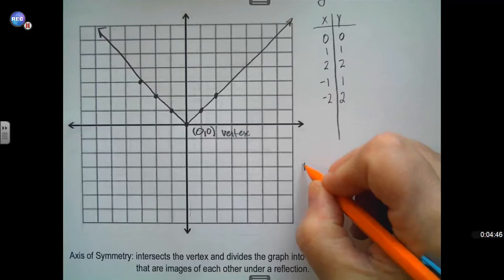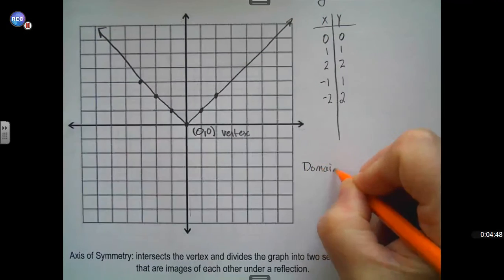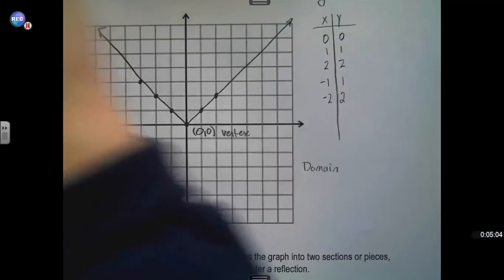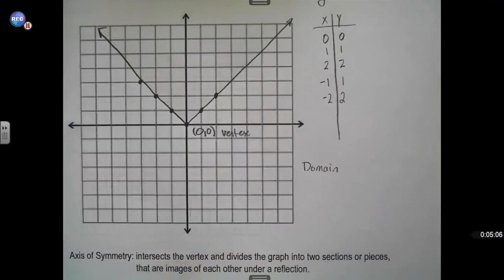So for the domain, is there anything that I can't plug in for x? Can I plug in 10,000 for x? You bet. I'm not going to want to graph that. I plug in -500 for x. Yeah, the absolute value of -500 is +500. That exists, somewhere over there, on this graph.